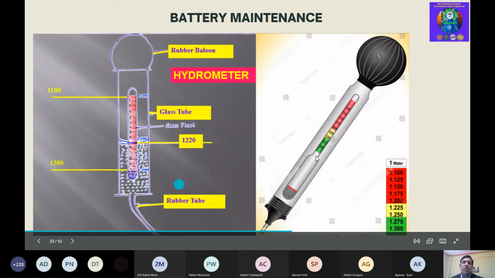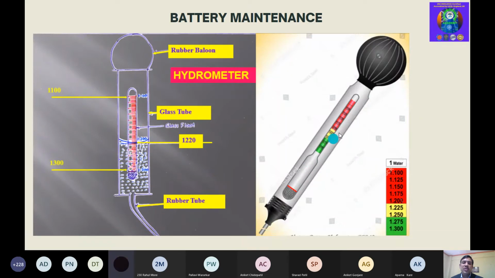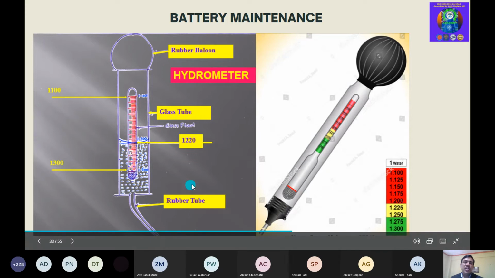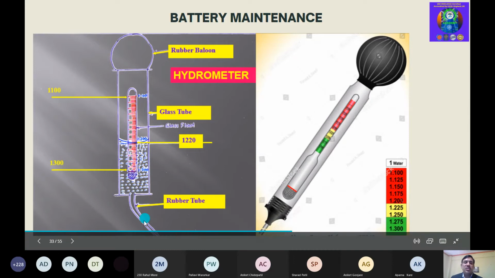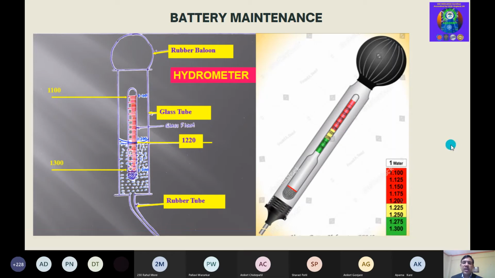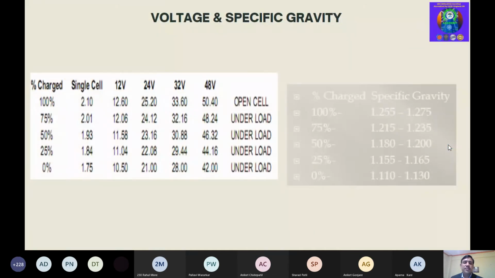And this is the hydrometer to check the specific gravity of your battery. You can ensure healthiness; there is a float inside this. You just put this end into the battery, the liquid will come up, and it shows the specific gravity of that electrolyte. In this way you can ensure the healthiness of the battery.